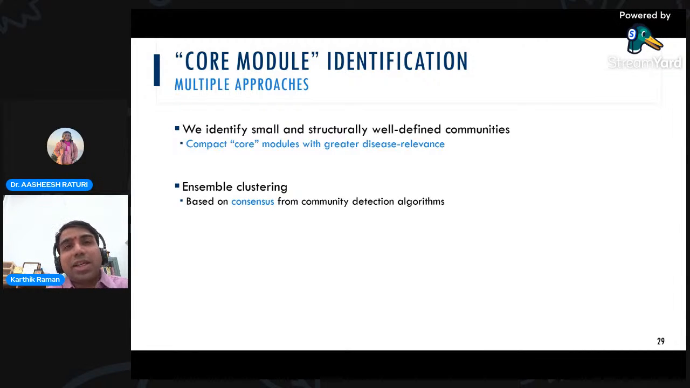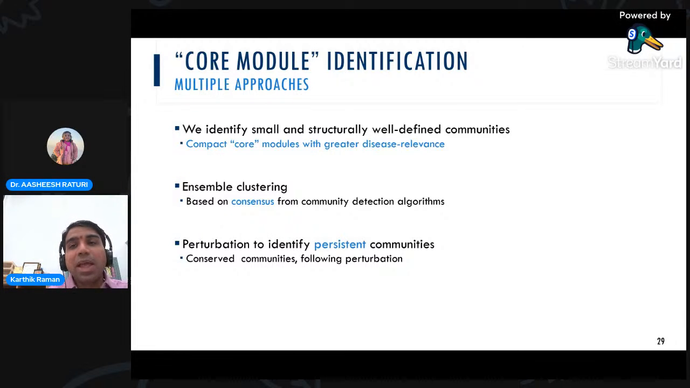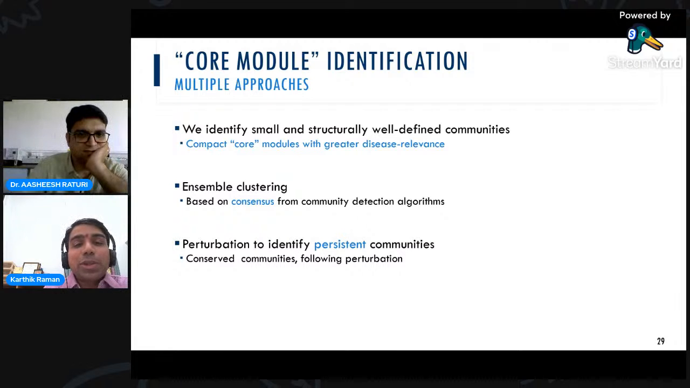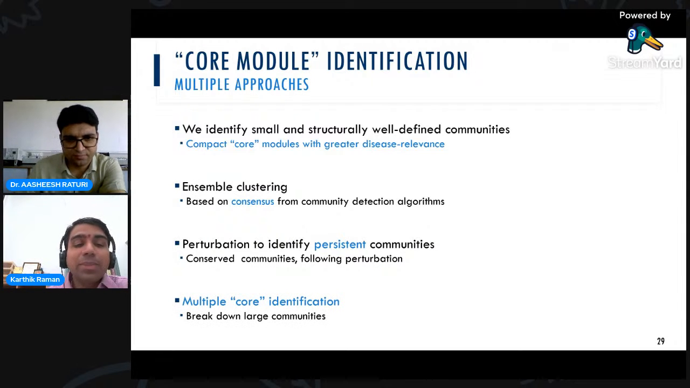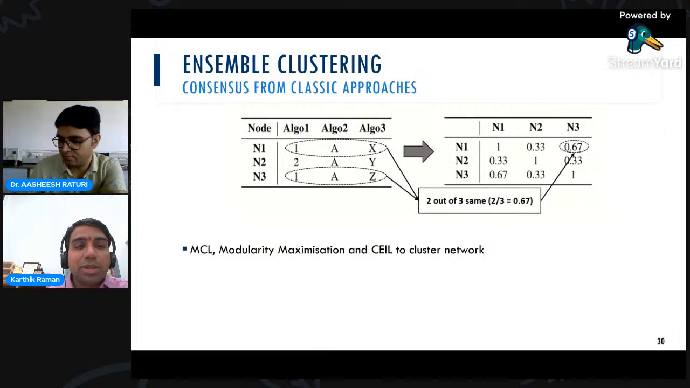Well, that seems like a very reasonable thing to do. The way we did it was a very interesting approach. And one particular thing that would be well appreciated by a biologist is that we tried to identify persistent communities based on perturbations. And we also tried to break down large communities into more closely knit communities. So first, how do we do the ensemble clustering?